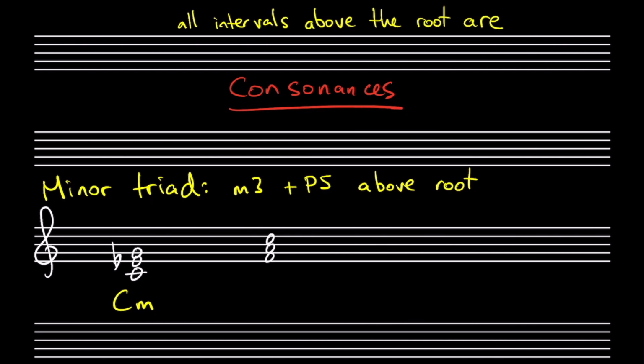An F minor triad would have F, A flat, and C. And an A minor triad would have A, C natural, and E. Notice how I've written these in lead sheet notation. This is the root of the chord followed by a lowercase m. This is how we indicate minor triads in lead sheet notation.